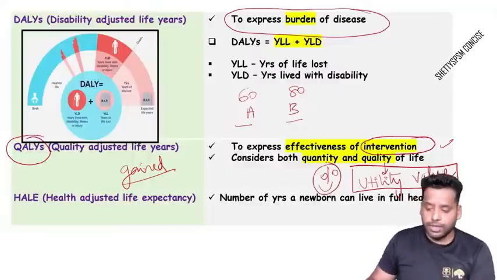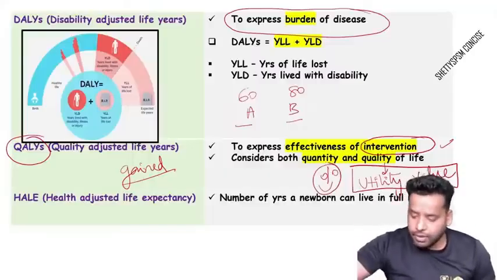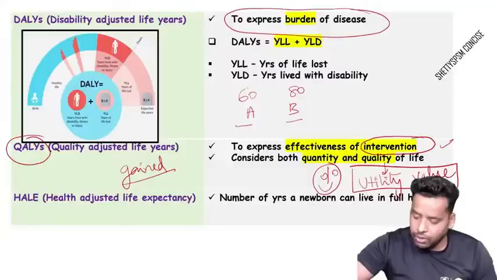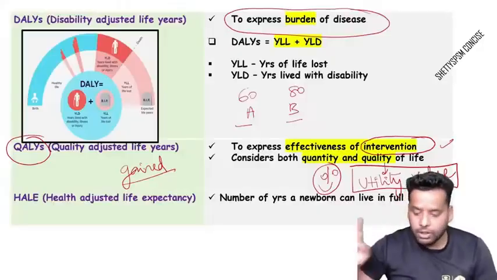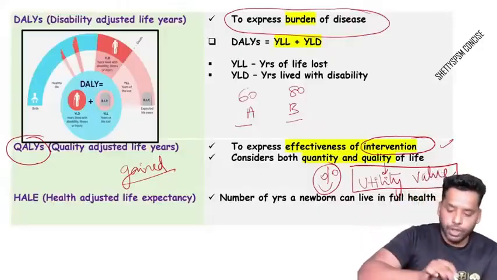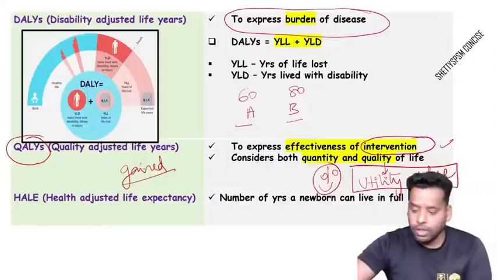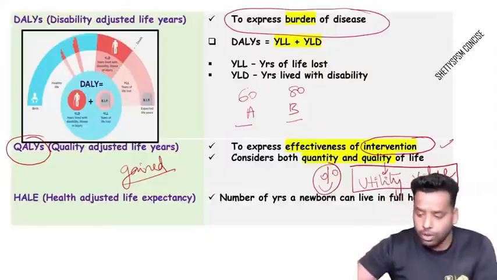Utility value, yes. Quality of life is given by utility value. Utility value is used in QALY calculation. True or false? Next question. Utility value is used in QALY calculation. True or false?